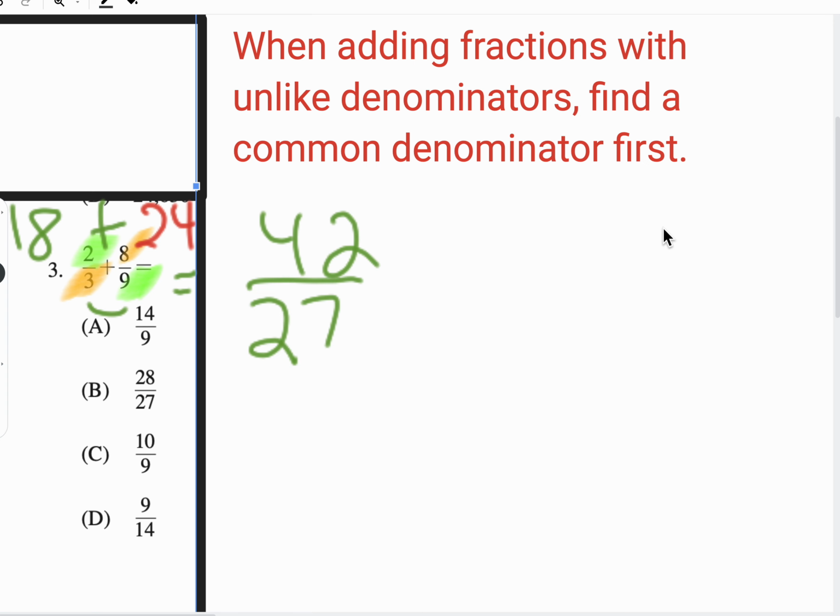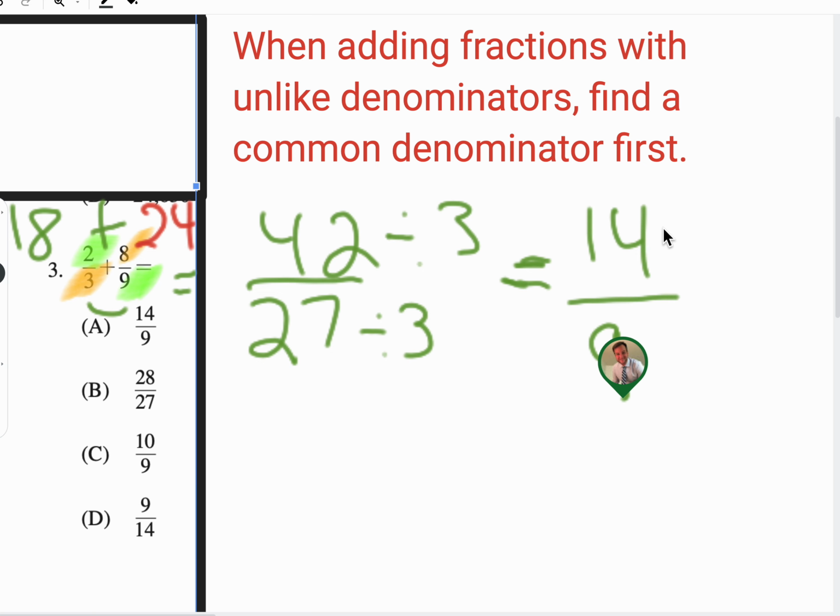Now, let's reduce this fraction. We'll divide both sides by 3. Divide the numerator by 3, and divide the denominator by 3. 42 divided by 3 is 14. 27 divided by 3 is 9. Notice this is answer choice A, 14/9.